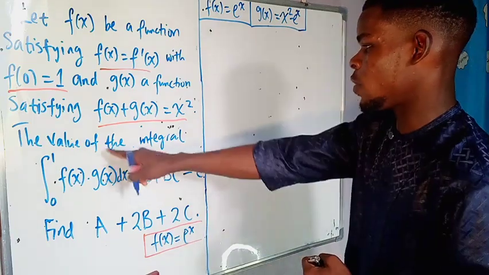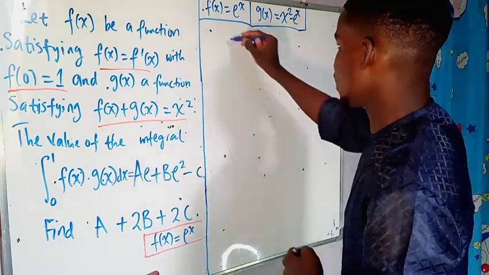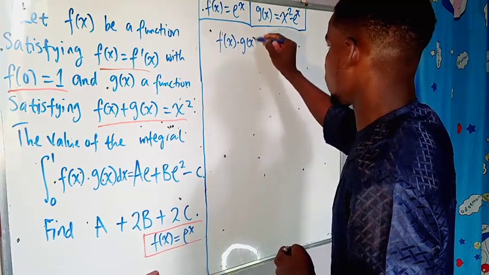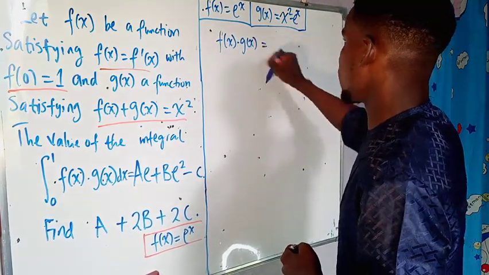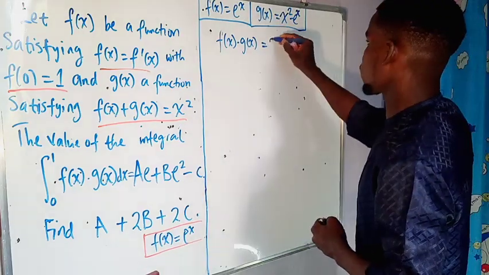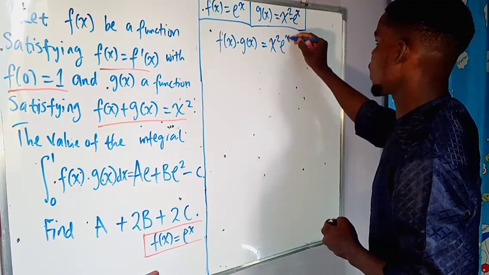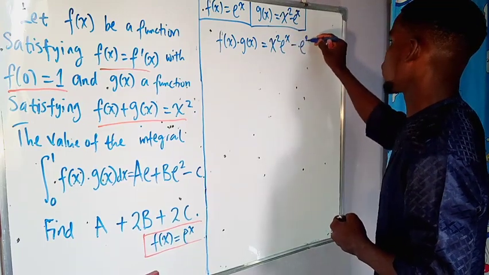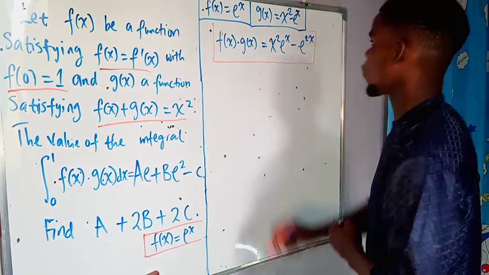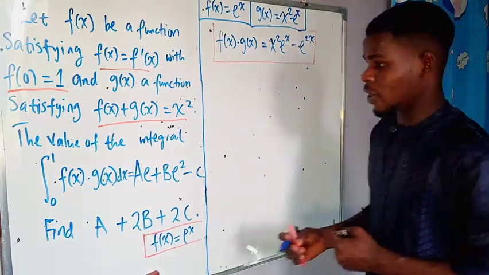Okay, so let's see what we have. So the value of this integral, before we get there, let's find the product, all right? That is f of x times g of x. Well, we multiply this and that together, we're going to have x squared times e to the power of x, right, minus e to the power of 2x. Okay, so we've gotten the product of those two functions. So we are now ready to evaluate this integral.